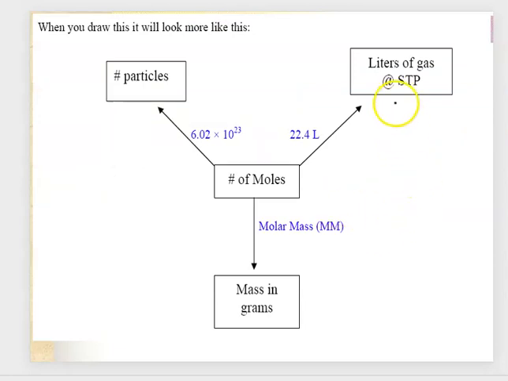Remember, here is the graphic that will tell you how to do those conversions. Remember to use DEMO, divide in, multiply out. So anytime you're starting with something on the outside, particles, liters, or grams, and you're going in, you're going to be dividing by the conversion factor in blue. And if you're going out, you're going to be multiplying by the conversion factor in blue.